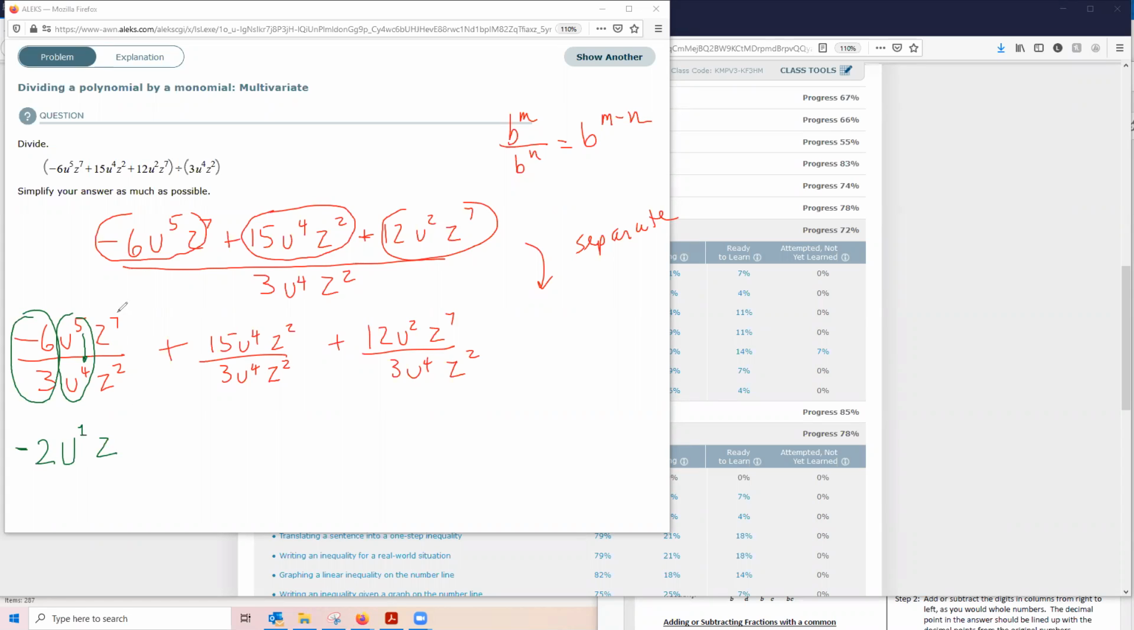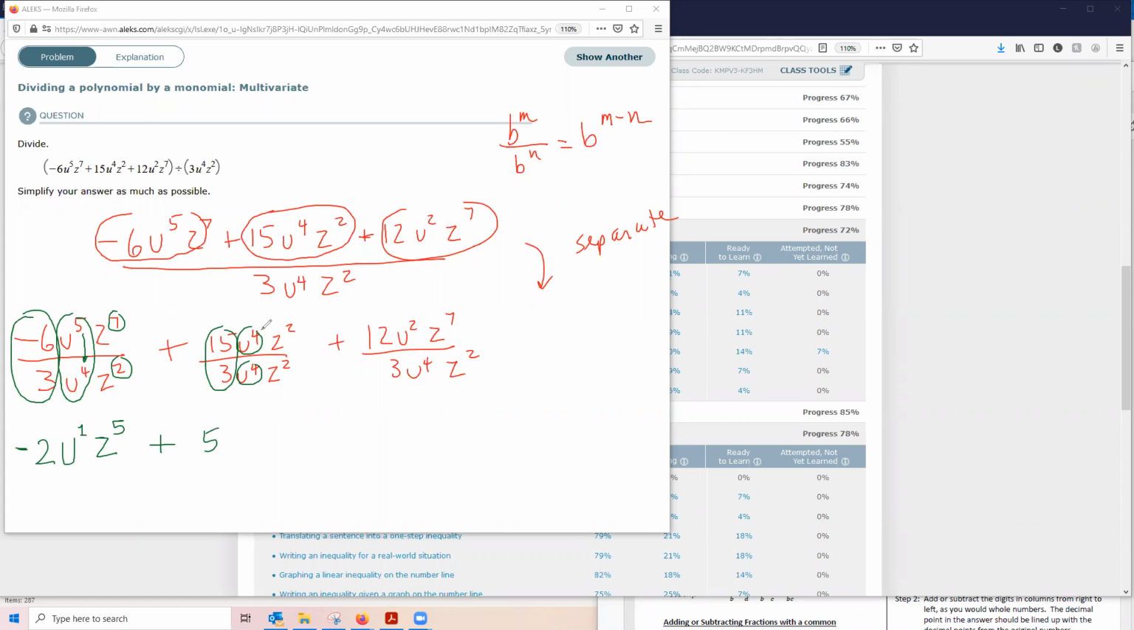Then I have z to the 7 over z to the 2. Subtract the exponents. 7 subtract 2 is a 5. Let me move to the next fraction. 15 divided by 3 is a 5. I have a u to the 4 over u to the 4.